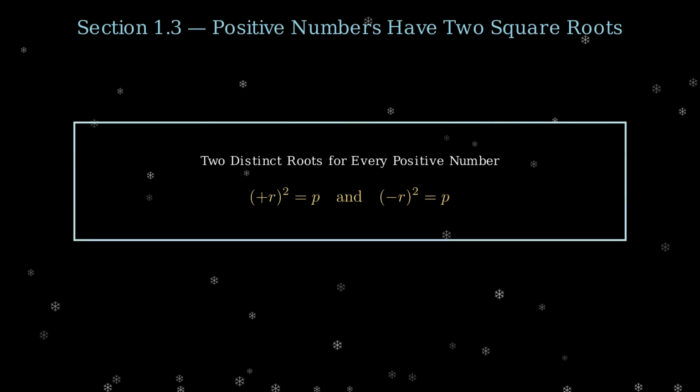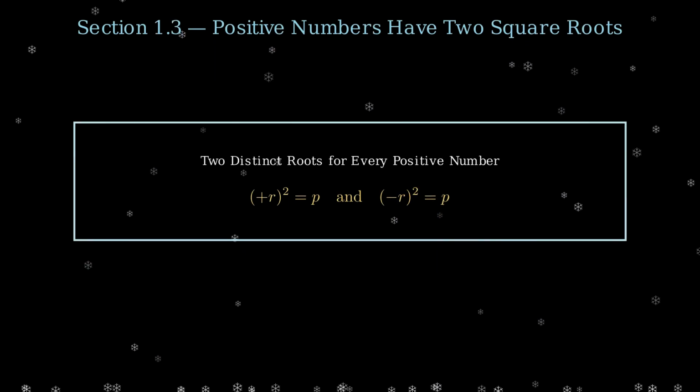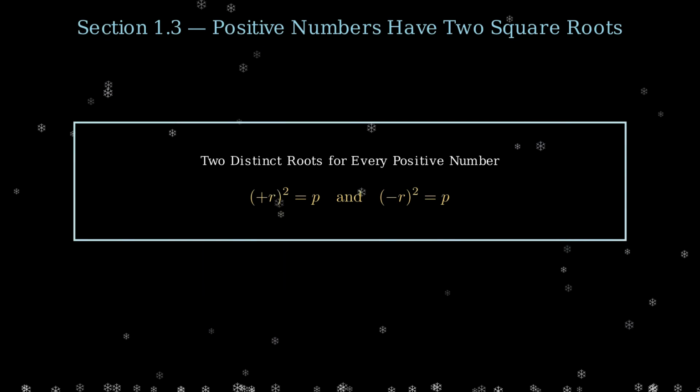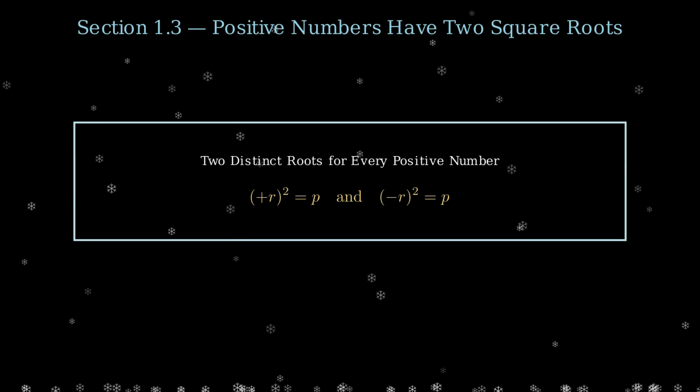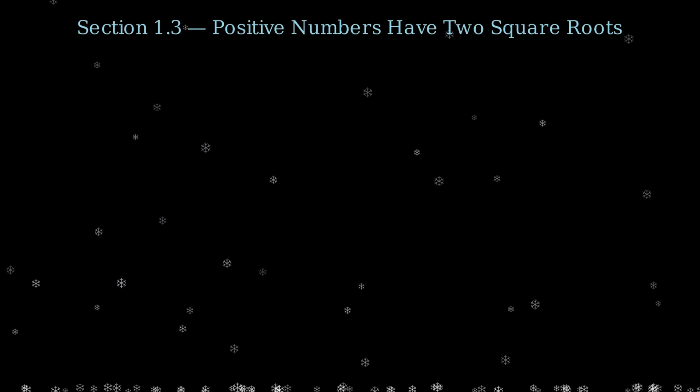In practice, this means that every positive number always has 2 square roots. One is a positive value, which we call the principal square root. The other is a negative value, known as the minor square root. Squaring either of these 2 roots will always result in the original positive number.